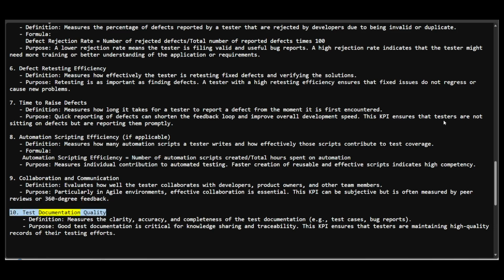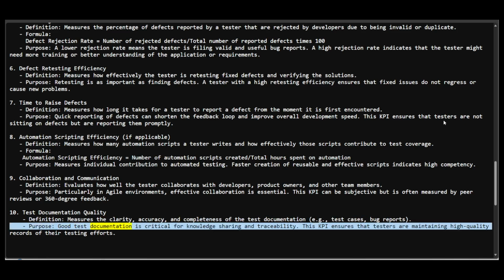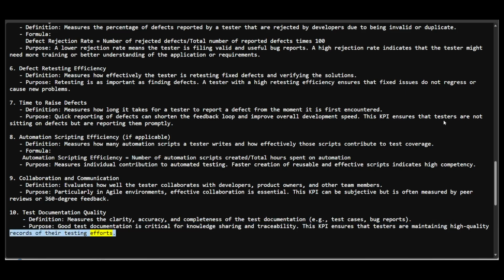10. Test documentation quality. Definition: measures the clarity, accuracy, and completeness of the test documentation, e.g., test cases, bug reports. Purpose: good test documentation is critical for knowledge sharing and traceability. This KPI ensures that testers are maintaining high-quality records of their testing efforts.